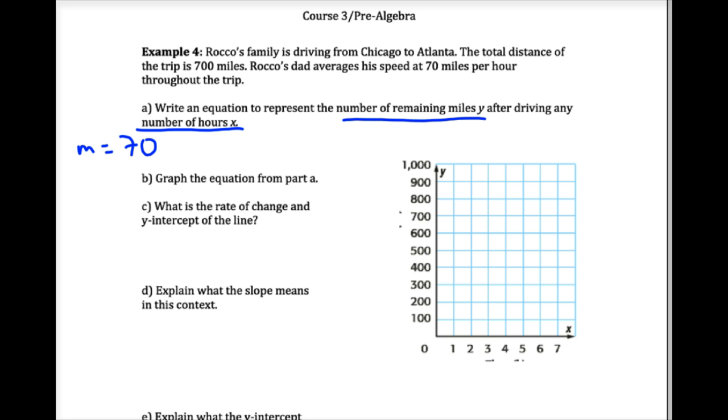Y is your miles remaining until you get to Atlanta. When you get in the car with your parents and you're in your driveway, how many miles are remaining? 700. Okay? How much time have you traveled? Zero. So the point (0, 700), and think about graphing that point. Does everybody agree that that point is right there on the y-axis at 700?